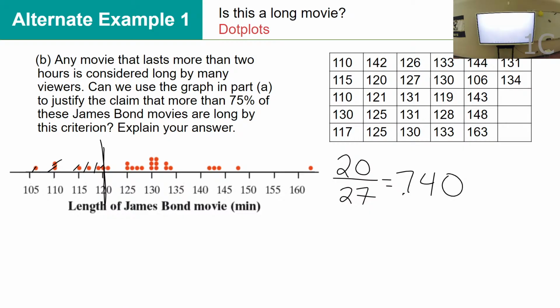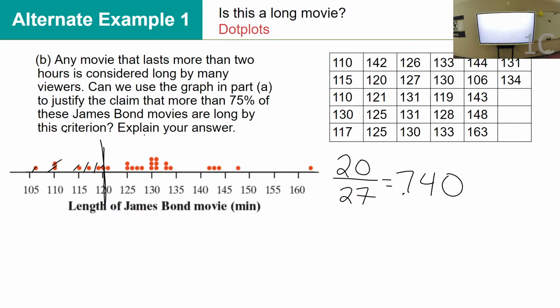749, we get real close. Can we use the graph? We can use the graph to justify the claim that more than 75% of the James Bond movies last longer? No. We can use the graph, but we can't justify that over 75%. And so your answer is no. And if you just put no, you're not going to get it. That answers this part. You need to explain your answer. Because there are 20 dots above out of the 27. And 20 out of 27 is 74%, not 75%.